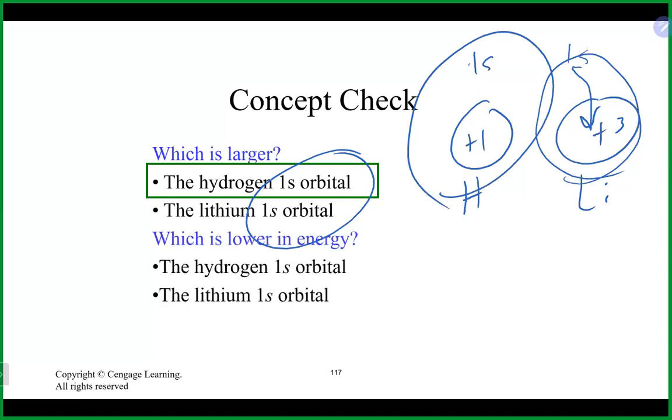And when we think about which one is lower in energy, it would basically be the same answer. Because lithium is going to pull that 1s orbital closer to the nucleus, it will actually be lower in energy than the 1s orbital that we find in hydrogen, as it's not going to feel as strong of a pull by the smaller positive charge. Any questions on that? Yeah.